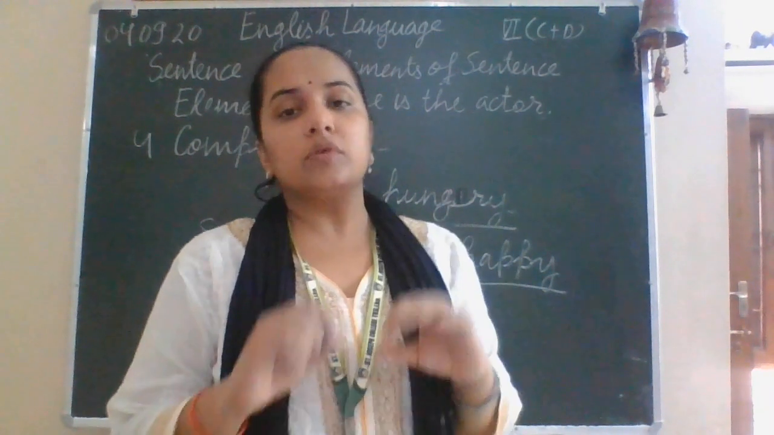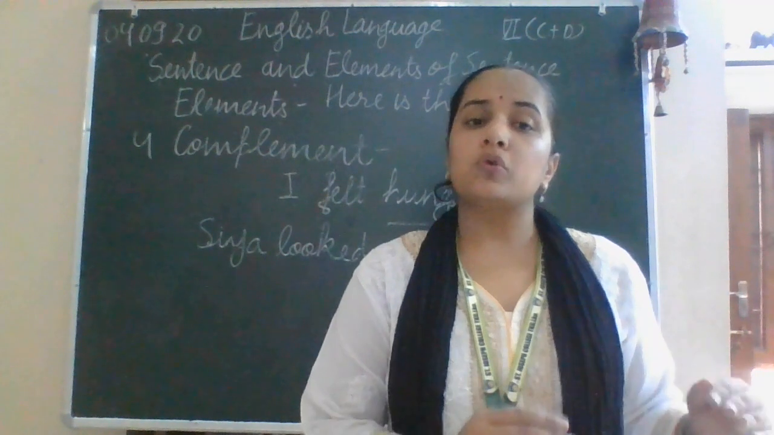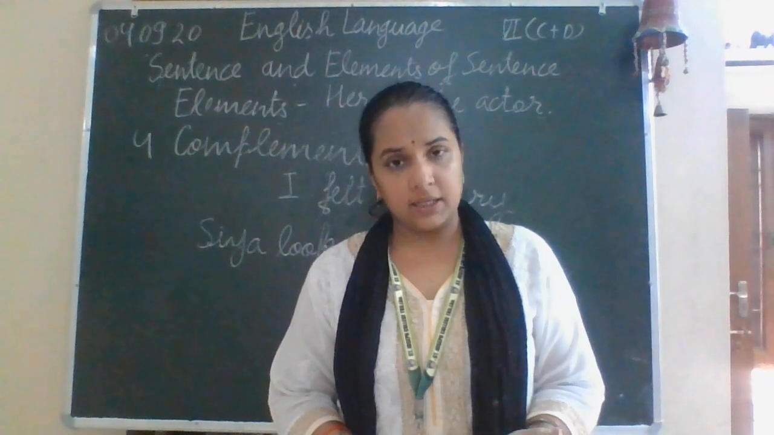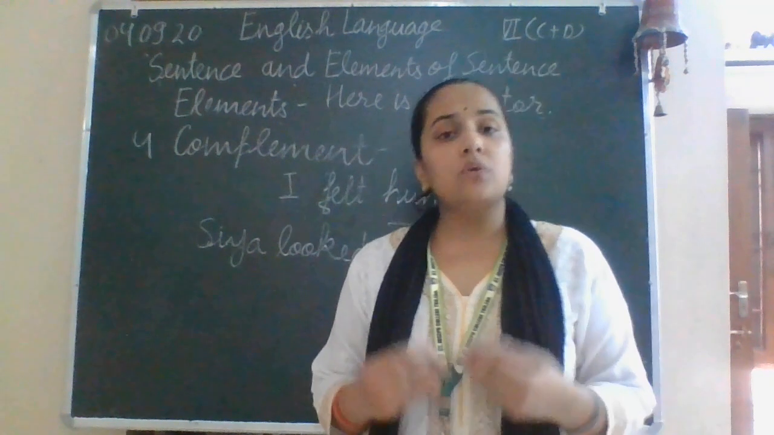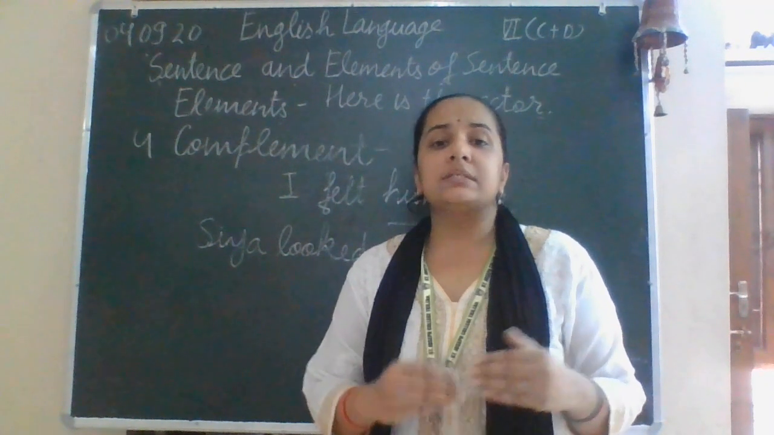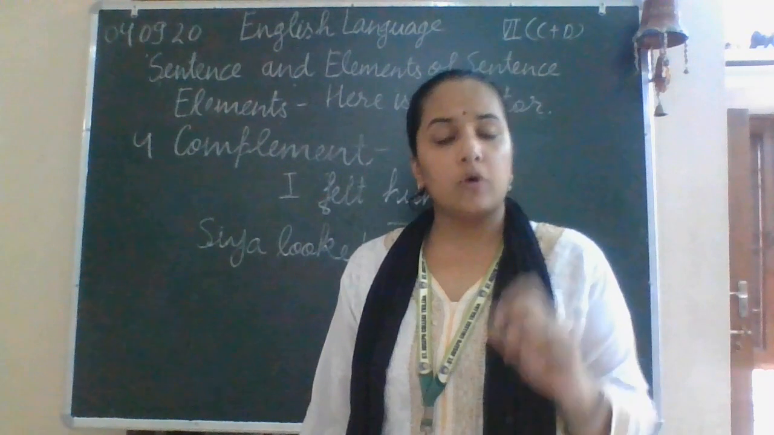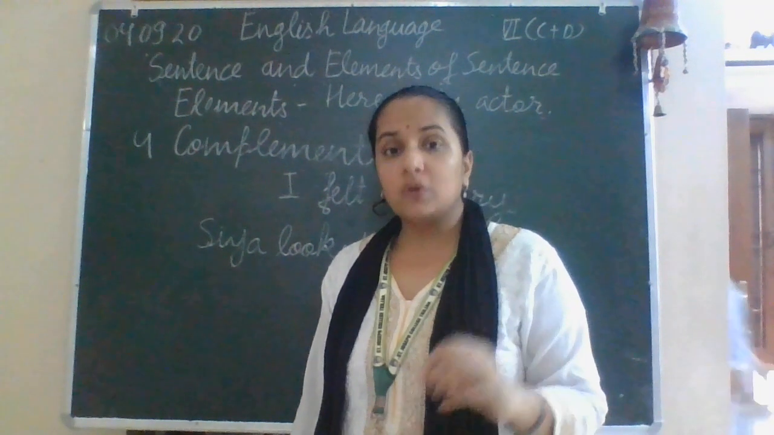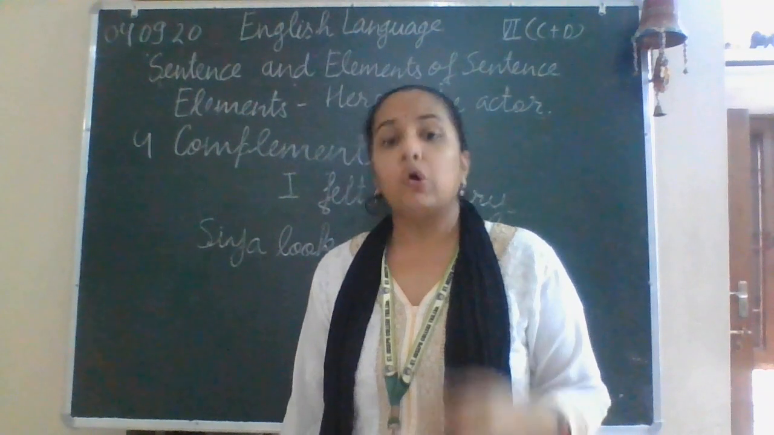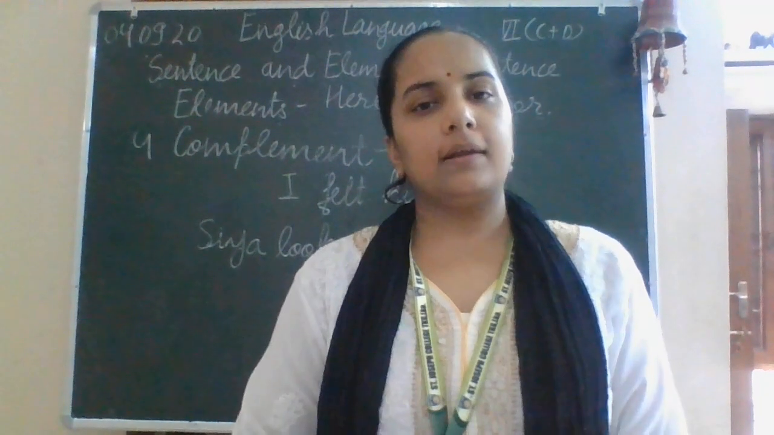So in this way we have the four elements of the sentence: the subject, about whom we are talking; the predicate, the rest of the portion of the sentence which tells something about the subject and which usually has a verb. What is the object? A person or thing to whom or to which something is done, meaning for which the action takes place in the sentence. And the last one, the complement, is a group of words which follows a verb and tells something about the noun or the pronoun which comes before it. So this is all about the four elements of the sentence.